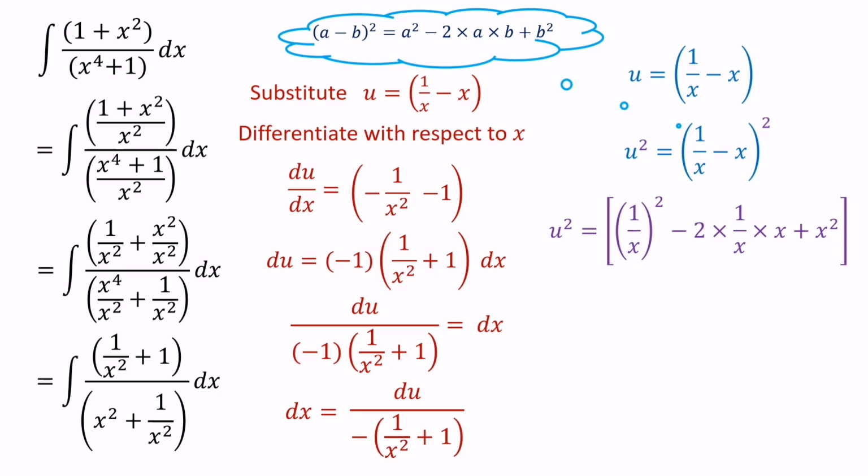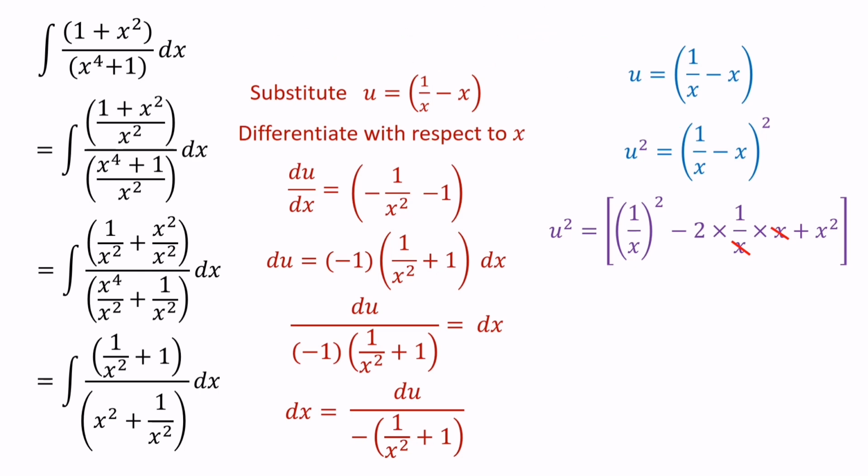After that we can cancel out the denominator x value and the numerator x value, and we can consider 1 over x perfect squared as 1 over x squared. So we can write u squared equals 1 over x squared minus 2 plus x squared. Then we can subject 1 over x squared plus x squared as u squared plus 2.